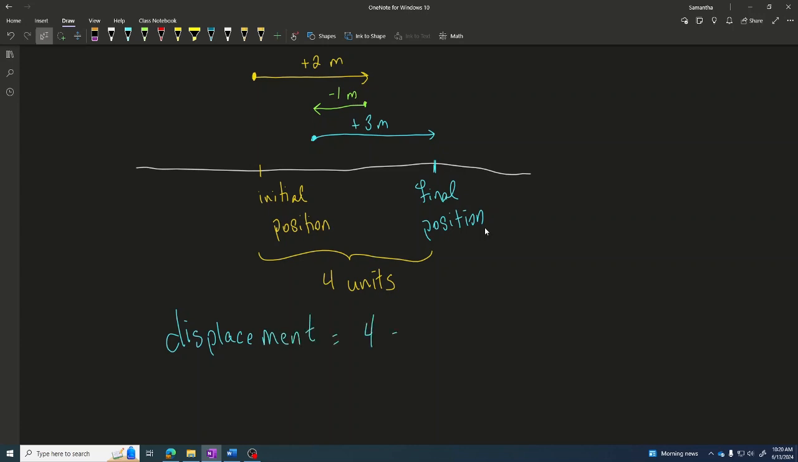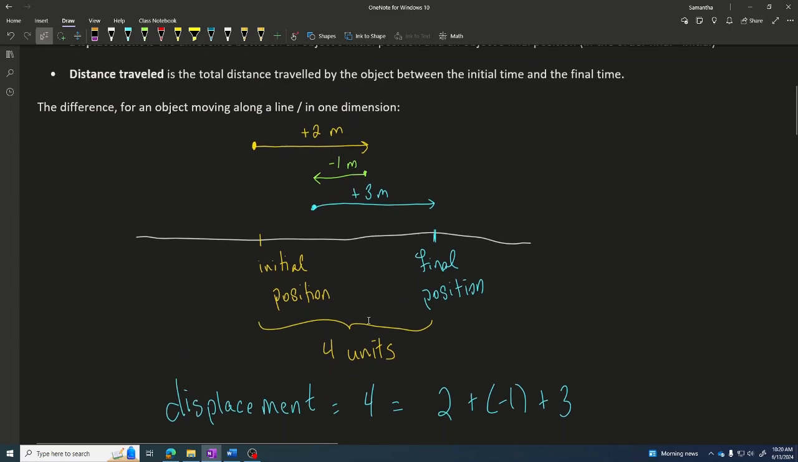And that 4 units would just be found by summing up all of these movements: forward by 2, backward by 1, and forward by 3 to get a total of 4. And this would be the difference between the object's final position and its initial position in the order of final minus initial.